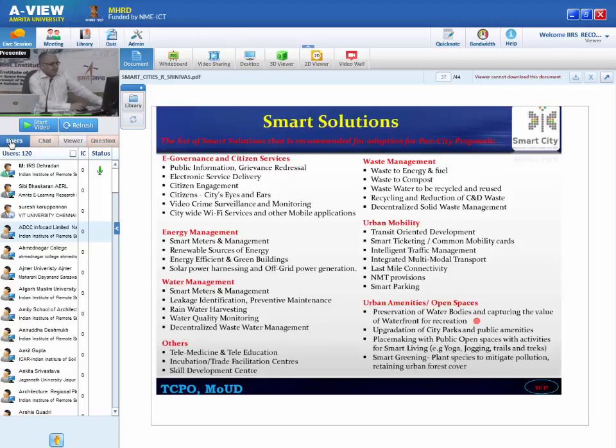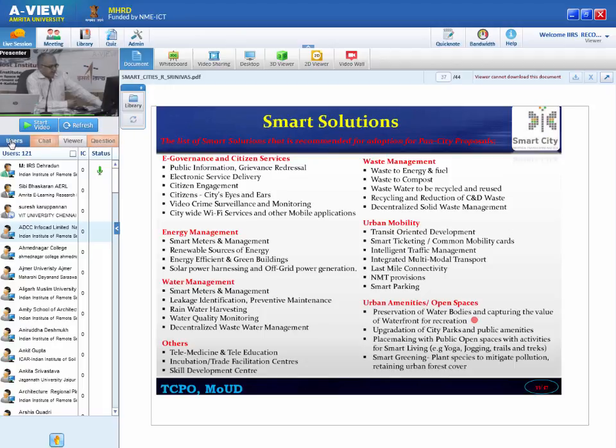Now, these are the various smart solutions which will have Pan City implications. For e-governance and citizen services, all the urban local bodies can go for this. Then you need to have energy management, shifting focus to renewable sources of energy. Water management is a very important thing. Most of the cities have a lot of T&D losses, but with the use of smart meters, leakage identification, rainwater harvesting, a lot of smart solutions can be thought of.